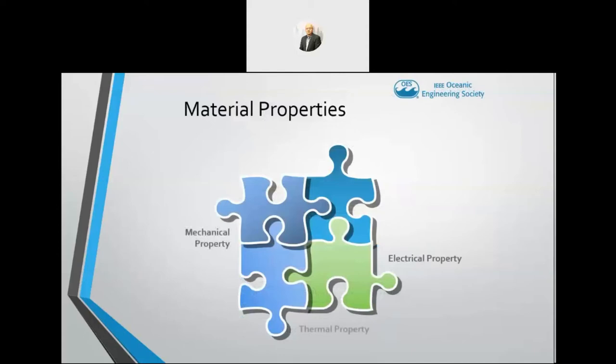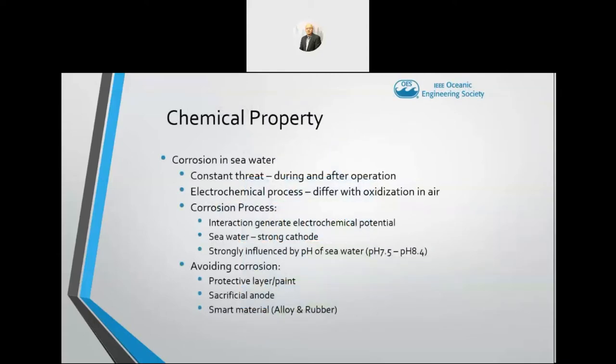Okay, so the material properties include the mechanical properties of the materials, the chemical properties, electrical properties, as well as the thermal properties of the materials. But we are not going to make this like a material science lecture. The chemical properties will have something to do with corrosion, because when you put a material in water, especially seawater that is very highly corrosive, with sometimes the salinity being very high, especially in the eastern part of Malaysia, where the salinity is very high compared to the west coast of Peninsular Malaysia.